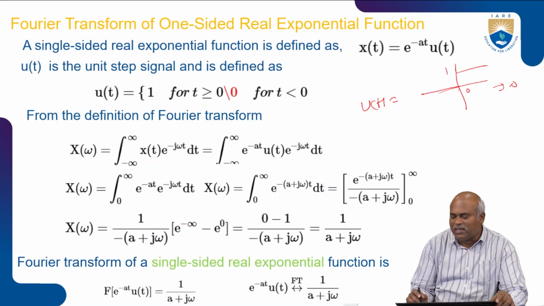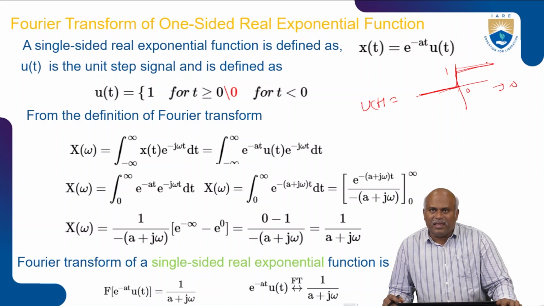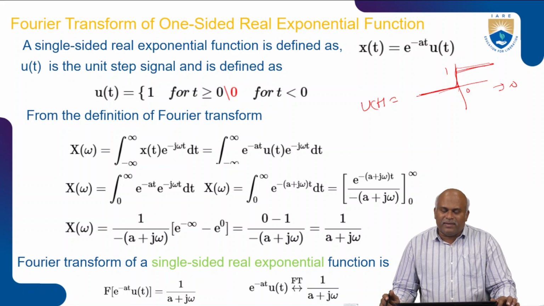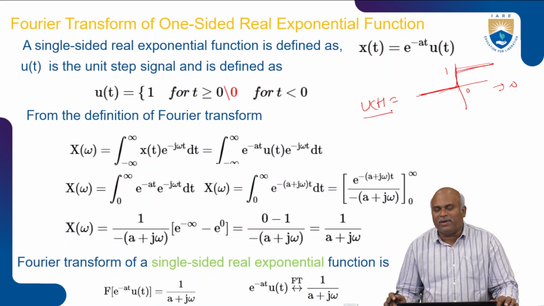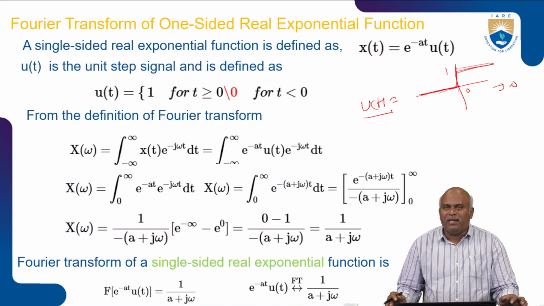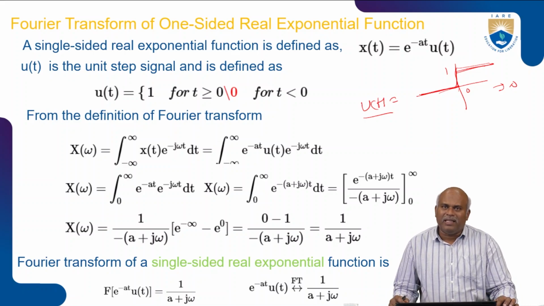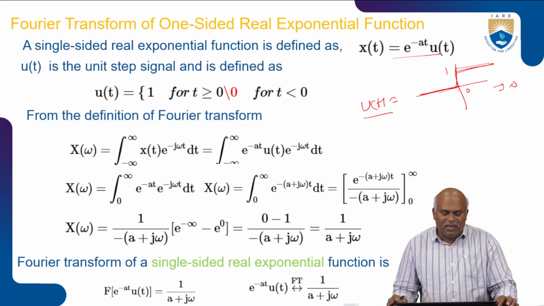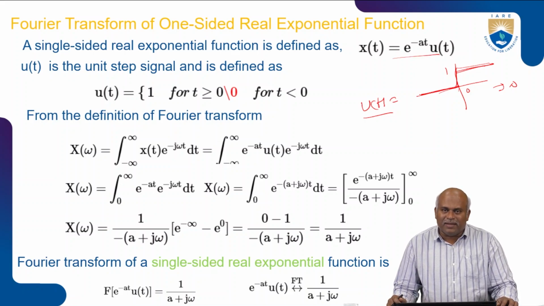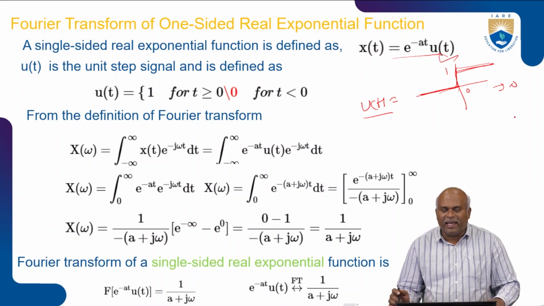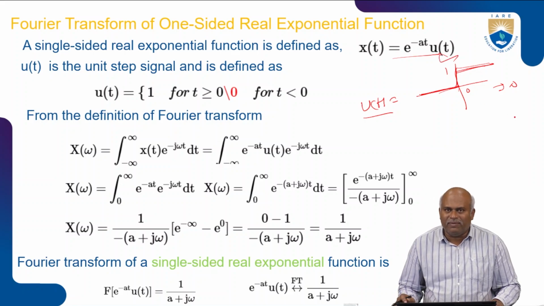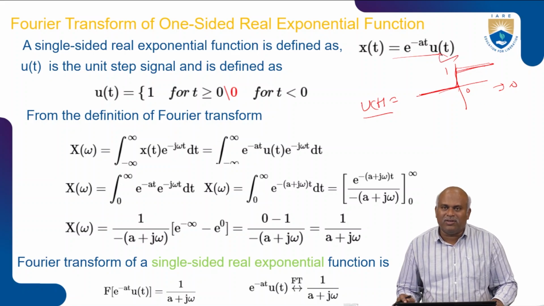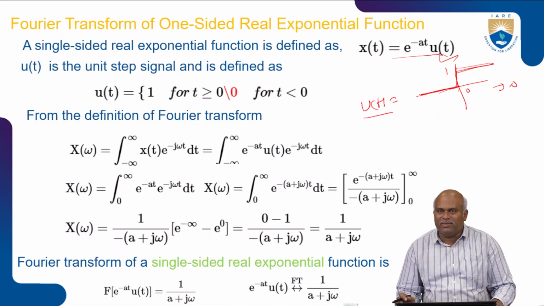The remaining portion is all represented as 0. This is the one-sided real signal, which I call u of t. Now if we multiply u of t with an exponential signal, then we get a one-sided real exponential signal. Now this u of t I write as a mathematical model: u of t is equal to 1 for t greater than 0, and 0 for t less than 0.